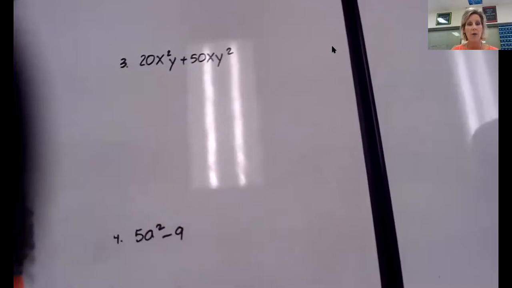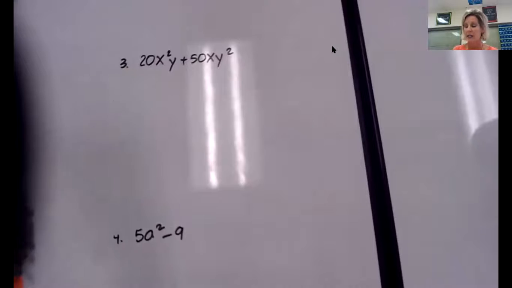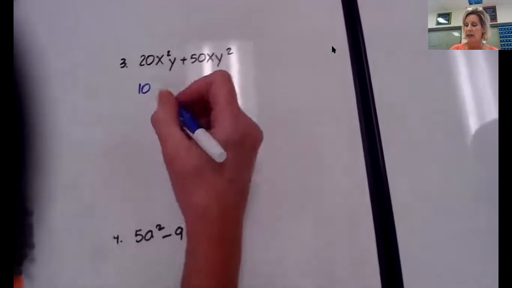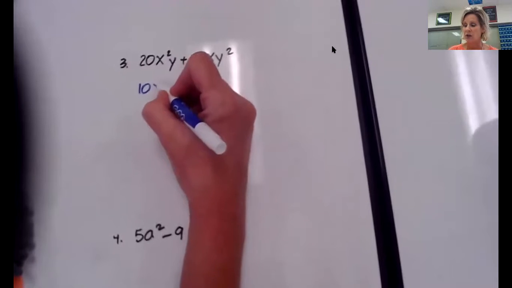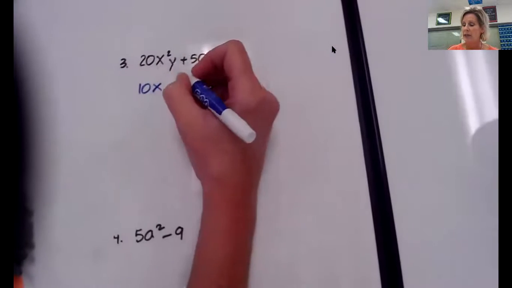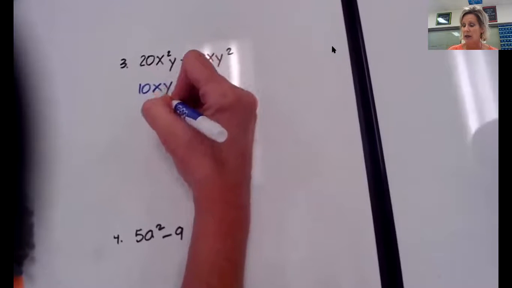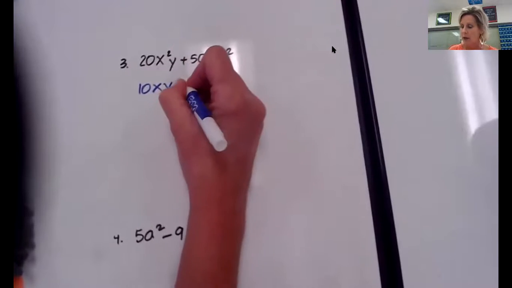All right, on your third problem, I noticed that if you look at the numbers between 20 and 50, I can tell that 10 is my GCF. 10 goes into both. Since I have an x squared and an x to the first, I take x to the first because the largest factor you can pull out is the letter with the least exponent. And then the same thing for y to the first and y to the second. Y to the first is the most I can pull out because it's the smallest exponent.